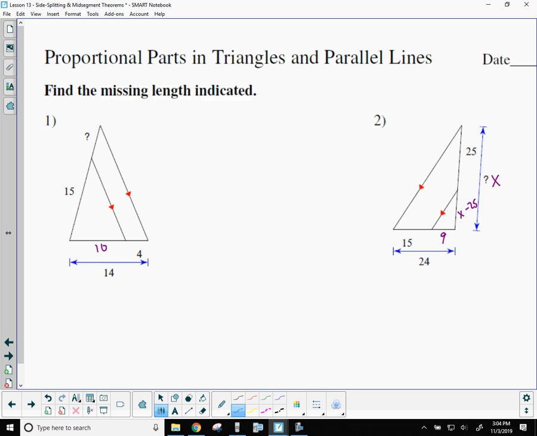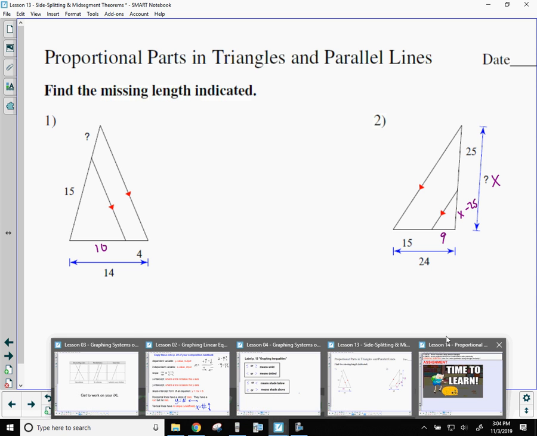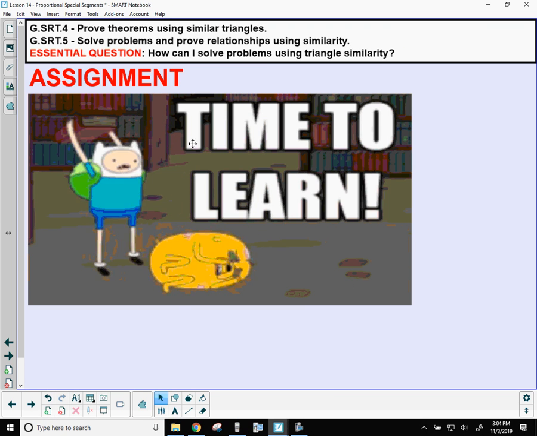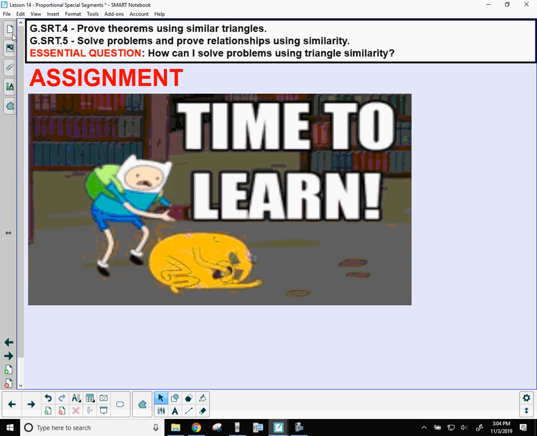Now, half this homework is from lesson 14, so I'm going to go ahead and hop on over to that one. Ooh, it's time to learn. Let me go back to the beginning.